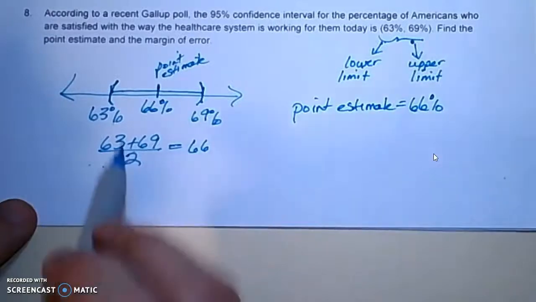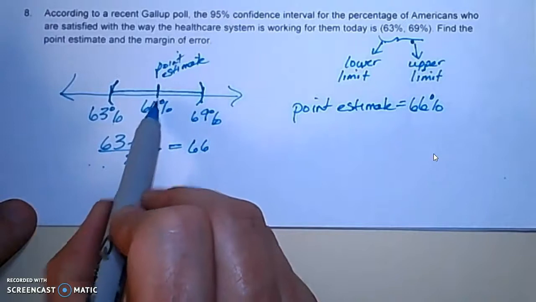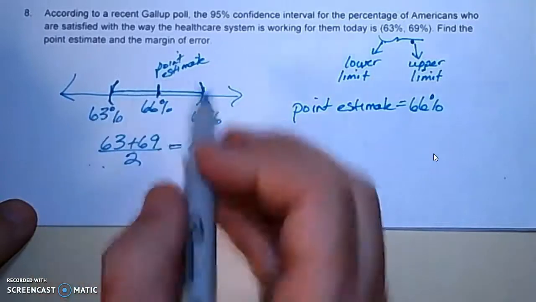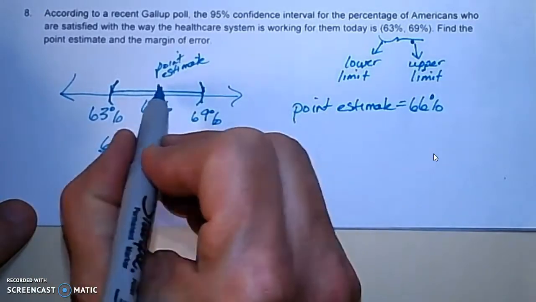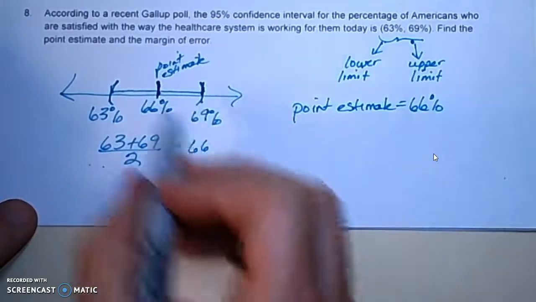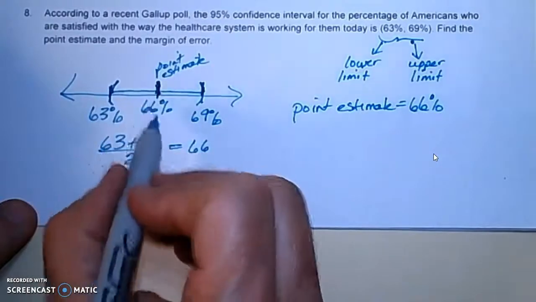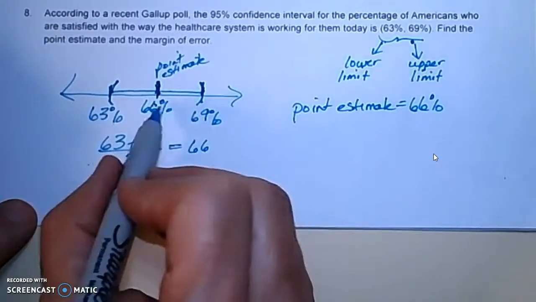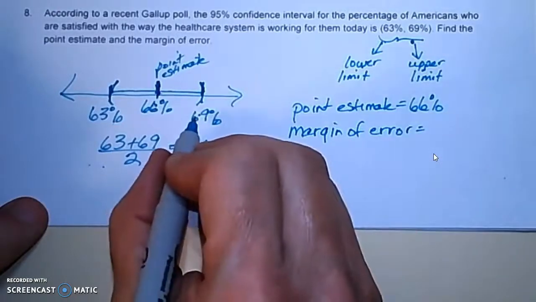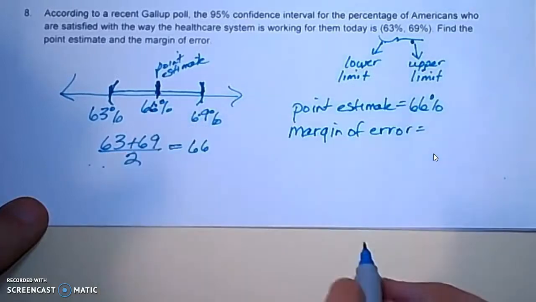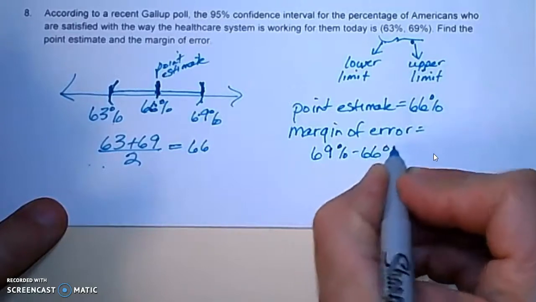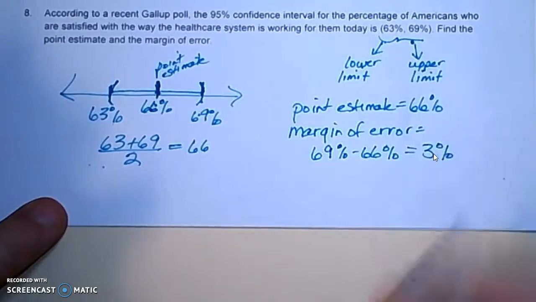Then for the margin of error, it's just the distance between the point estimate and either of the two limits for the confidence interval. All we would have to do to find our margin of error would be to figure out how far it is from 66% up to 69%, or from 63% up to 66%. Either way, it's going to be 3%. Technically what we did there was we took one of the limits and subtracted the point estimate. We could have done 69% minus 66%, and that gives us 3%.